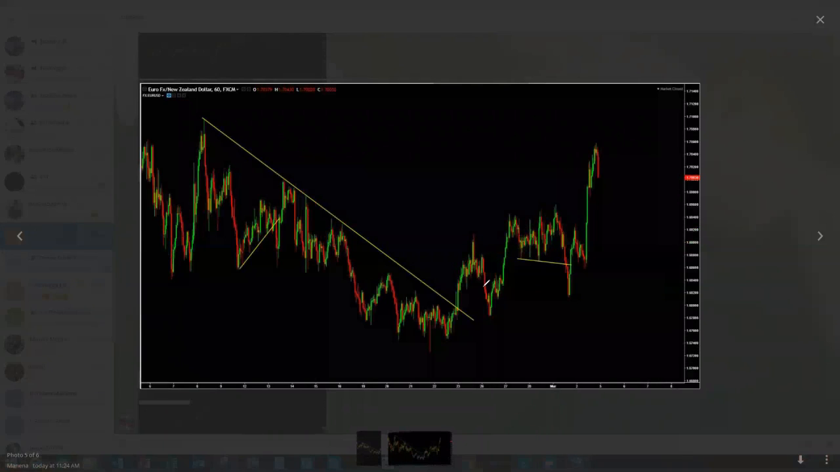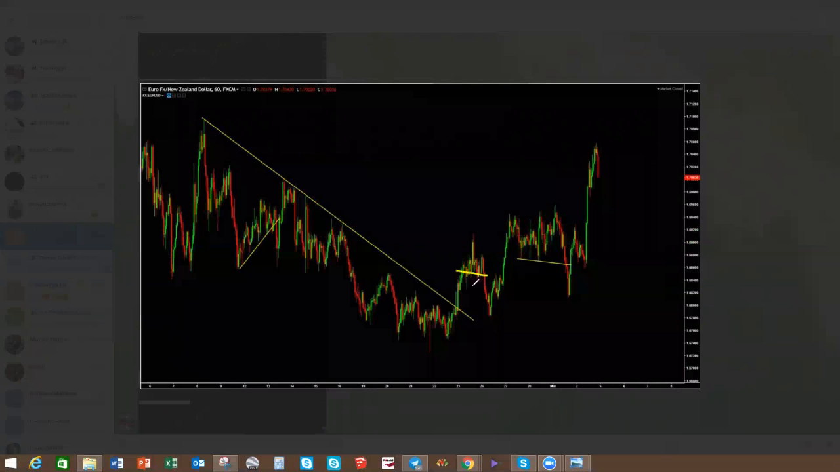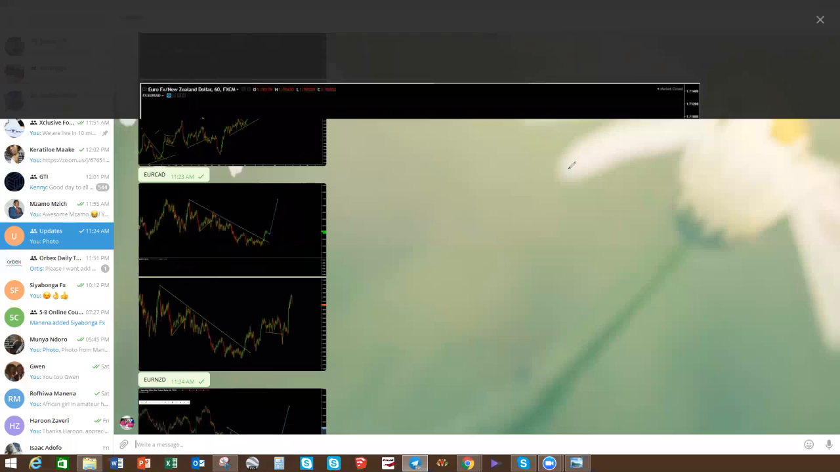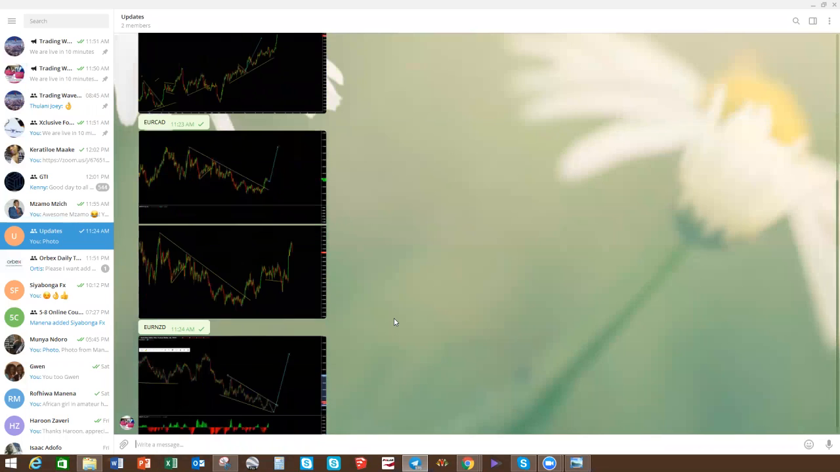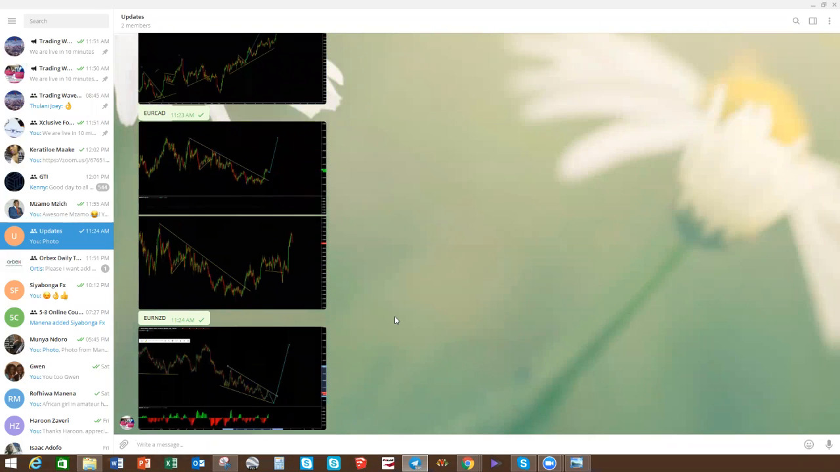So this was the correction that we were looking for. This is where we were. We actually said this was going to retrace sharply. We knew that it was going to retrace sharply. That's how the V pattern works. Okay. V pattern is our proprietary pattern that we've identified in our group.